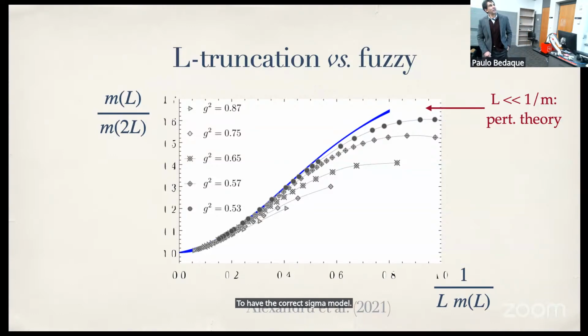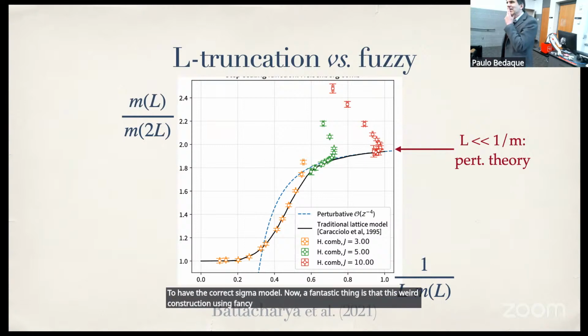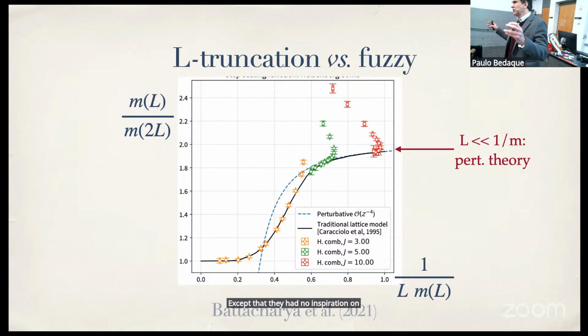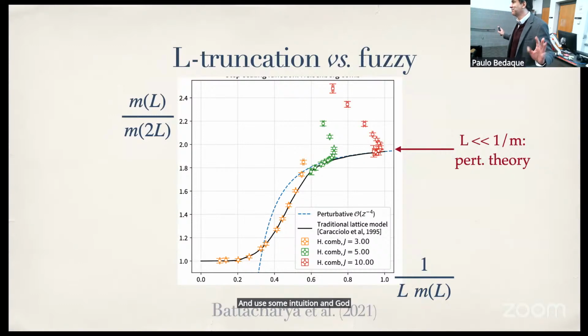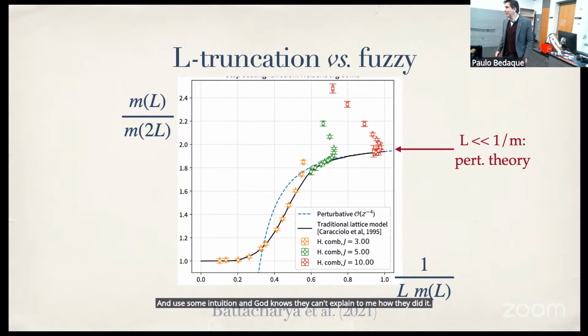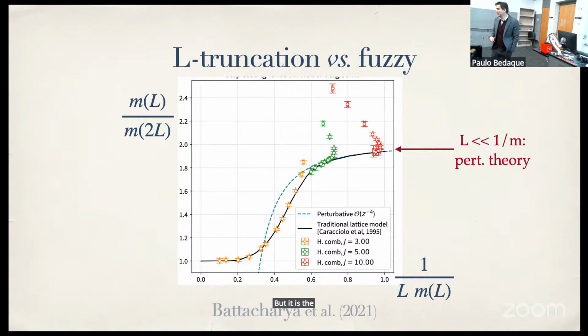Now, a fantastic thing is that this weird construction using fancy non-commutative geometry, at the same time, another group at Duke and Los Alamos had the same idea, except that they had no inspiration on any of that. They just wrote all possible Hamiltonians and started simulating and used some intuition, and God knows they can't explain to me how they did it. And they got the same Hamiltonian, essentially. It's completely not obvious they're the same. It took us months to realize that there was a transformation between our Hamiltonians.